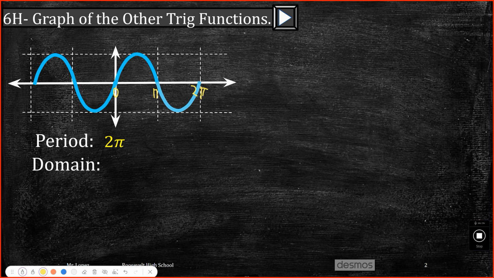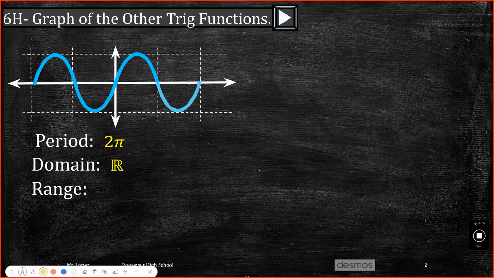What's the domain of the sine function? What do you guys think is the domain? All reals, because it will go forever to the left. So it keeps going in a wave to the left and forever to the right. So the domain will be all reals. So write down all reals.